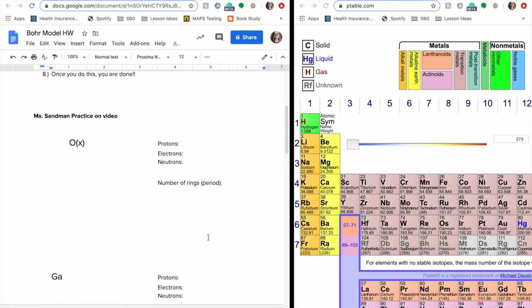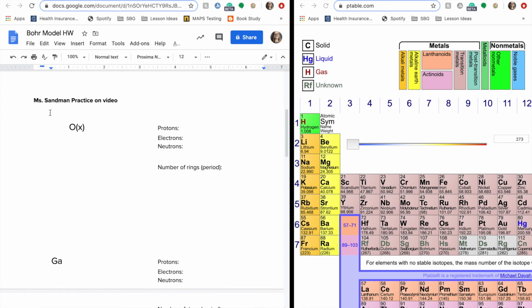So for my practice, I am going to do oxygen, and the reason why I put an X there is because when you draw rings around it, it makes it look like it has O as a ring. So OX, oxygen, and then I'm also going to do gallium, which is Ga. So first off on this document, I am going to put the number of protons, electrons, neutrons, and how many rings oxygen has. So I have my periodic table here.